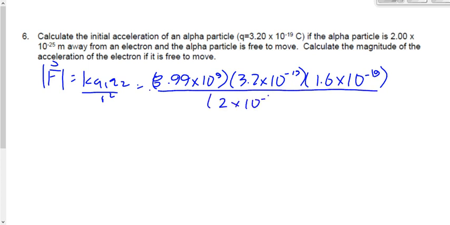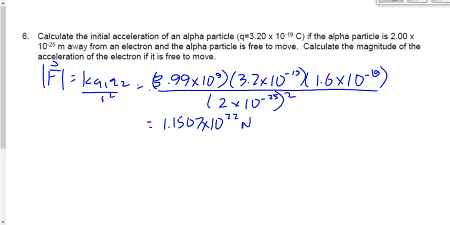2.00 times 10 to the negative 25 squared. I would suggest getting the bottom number first, pressing equals on your calculator, and then getting the top number divided by the bottom number. When I do this, I end up getting a force of 1.1507 times 10 to the 22 newtons.